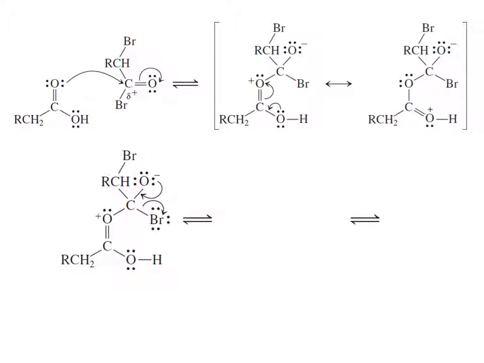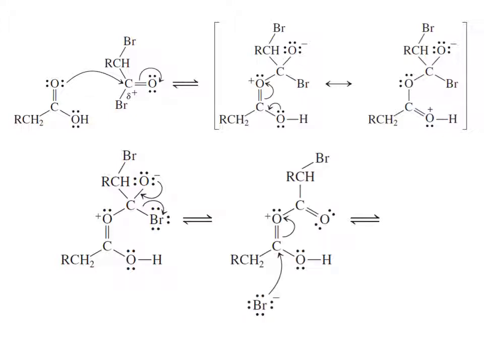This part probably doesn't seem very intuitive, but remember, we just kicked out bromine. We have an electrophilic carbon and an oxygen that's not very happy right now. So we can have bromine come right back in, push those electrons onto the oxygen. And at this point, this should remind you of something that looks like an anhydride.